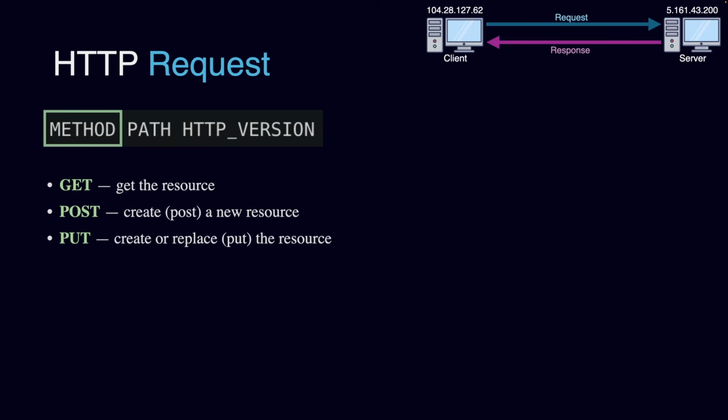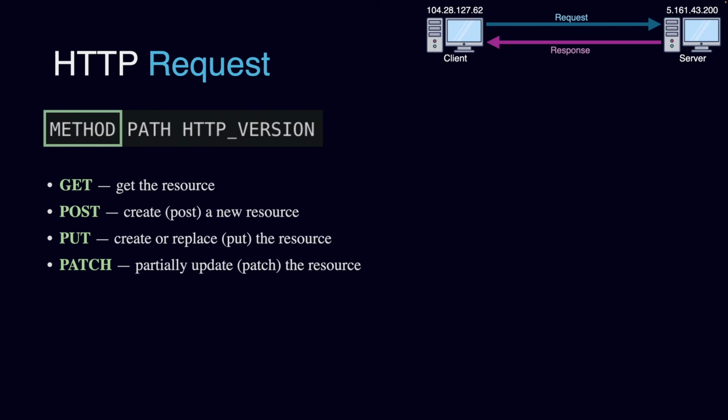Then we have put method, which is used for creating or replacing a resource. For example, when you're setting your profile photo, you're putting a new image as your profile on the server. And that's the use case of put. We have patch to partially update the resource.